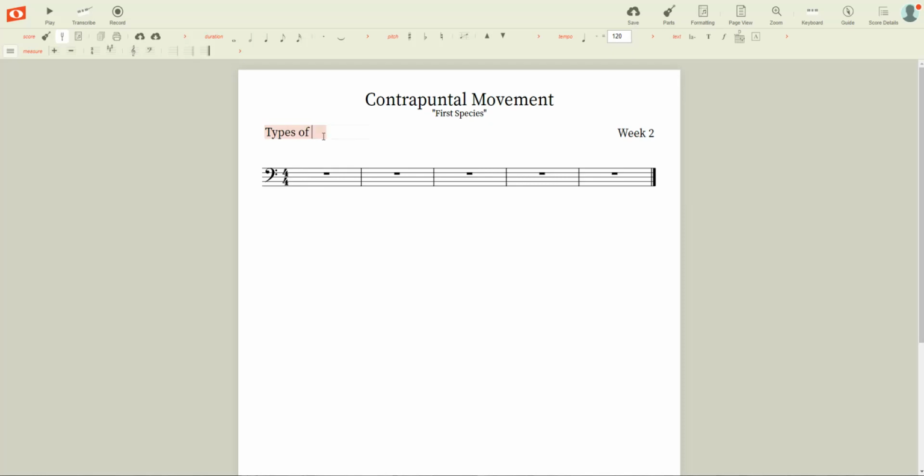We also need to understand something called harmonic motion. Harmonic motion is how each of these notes are interacting with each other. I guess the rate of motion between each note.